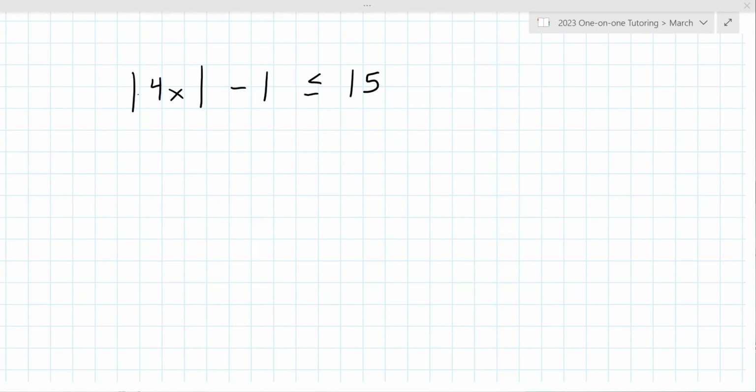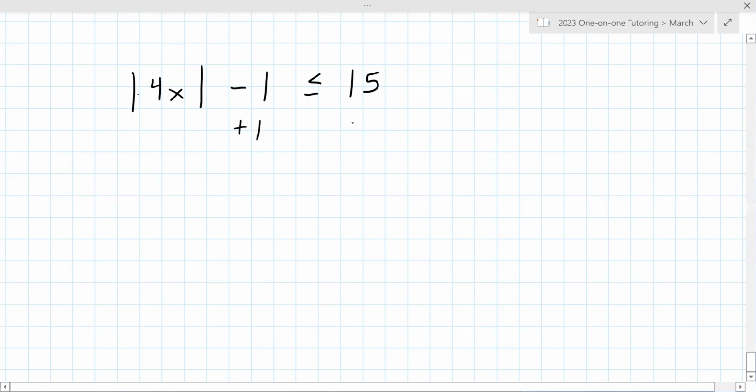Would you divide 4 by both sides? Or would you do the thing you did earlier? Did you isolate the absolute value? So, or add 1 to both sides? Yes. You can't do anything inside the absolute value until you break it apart. Until it's gone, you can never divide, add, subtract, multiply, whatever's going on in there. So wouldn't it be the absolute value of 4x is less than or equal to 16?